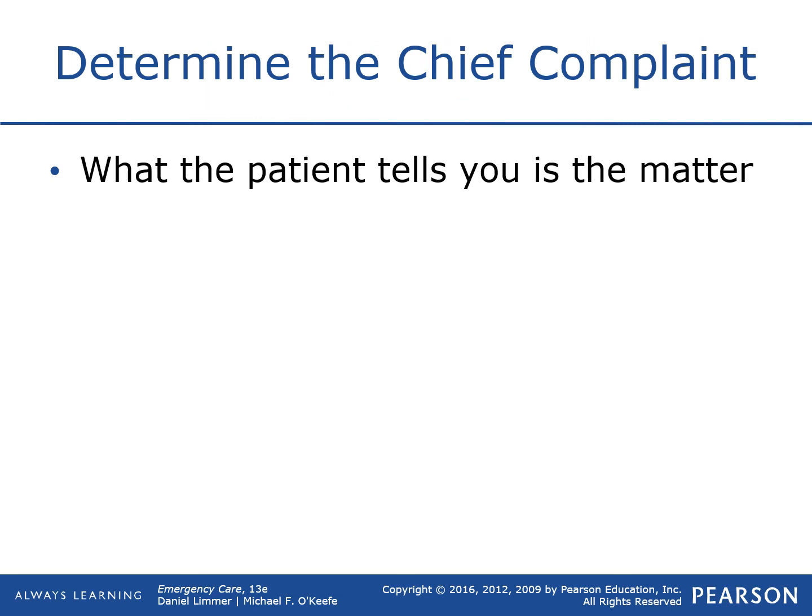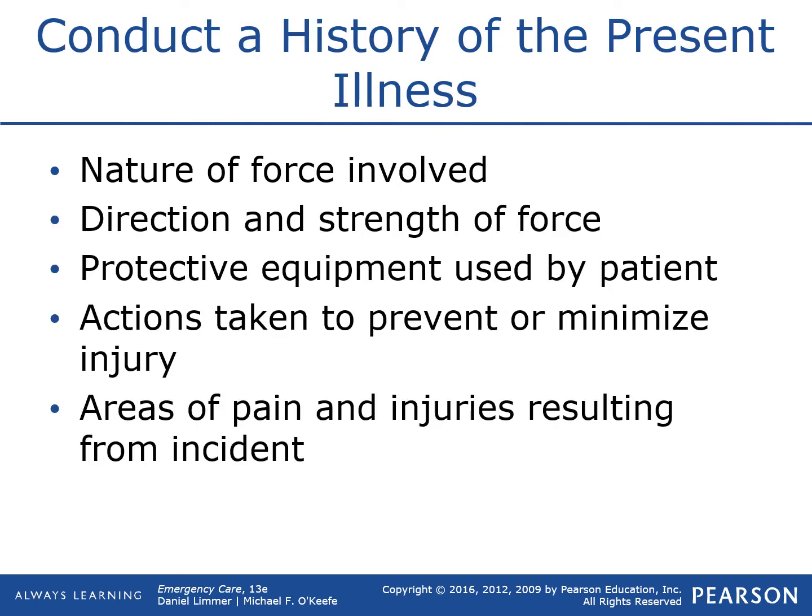As you remember, chief complaint is what the patient tells you is wrong. And when you're getting a history of present illness on trauma patients, try to figure out what the nature of the force involved was. Was it a penetrating injury? Was it a blunt force injury? Try to find the direction and strength of that force. Find out if they're using any protective equipment, such as, if they're in a car accident, did they have their seatbelt on? And that goes hand in hand with actions taken to prevent or minimize the injury. That would be having your seatbelt on, maybe an airbag deployed. And then find your areas of pain and injuries resulting from the incident.